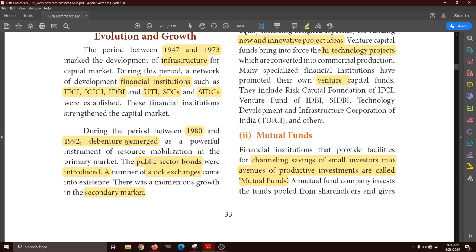Next, we saw public sector bonds being introduced. After the public sector bonds were introduced, a lot of stock exchanges came up. How does a stock exchange come into existence? It is the thought of the members as well as the investors who joined together and formed the stock exchange. So a number of stock exchanges came up in different places. This marked the growth of the secondary market. Always, a stock exchange refers to a secondary market.